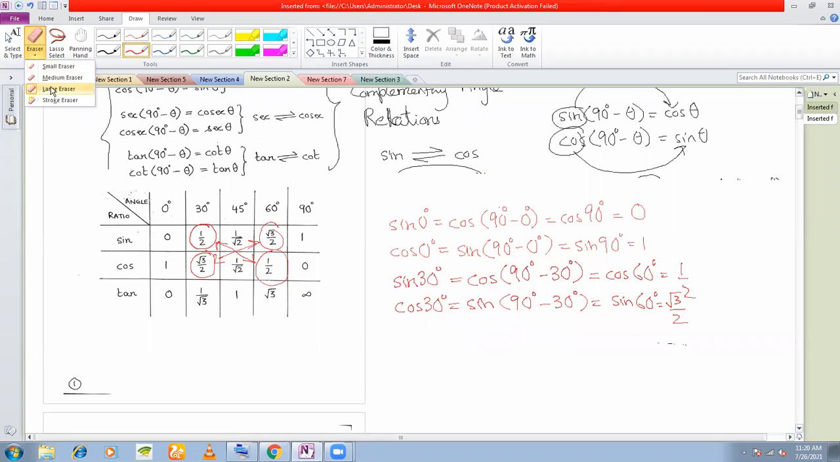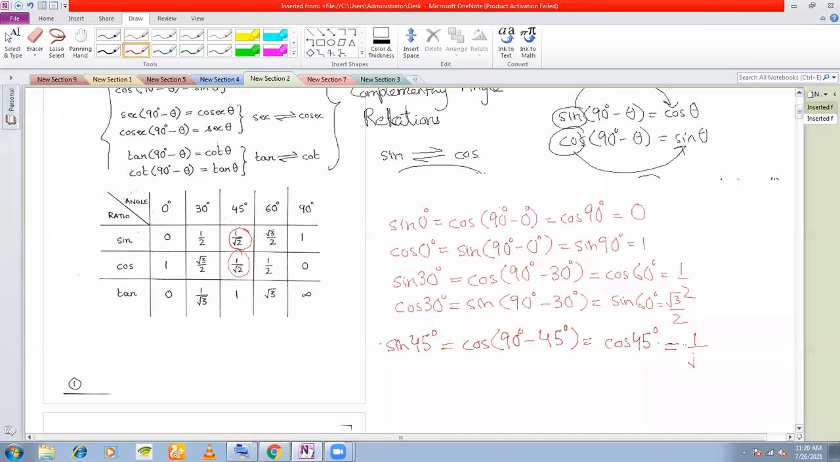Now, what about sine 45 and cos 45? Remember, these two are equal always, because sine 45 degree is equal to, if you want to change this to cos, cos 90 degree minus 45 degree, which is equal to cos 45. So that is why sine 45 and cos 45 are equal, and both are equal to 1 by root 2. So this is how you remember the ratios.